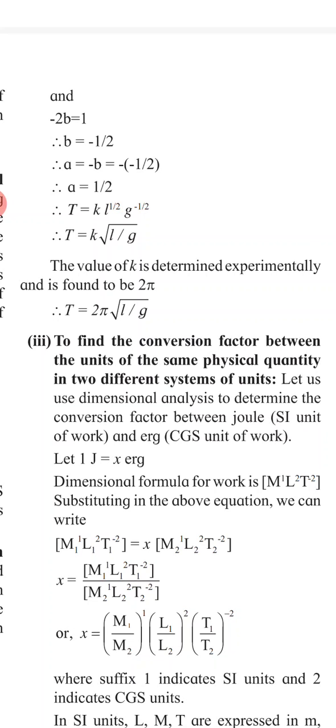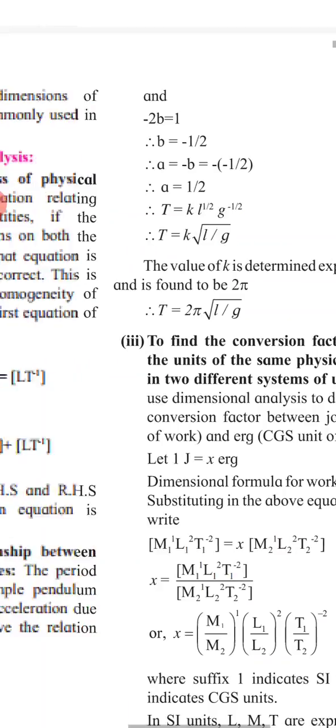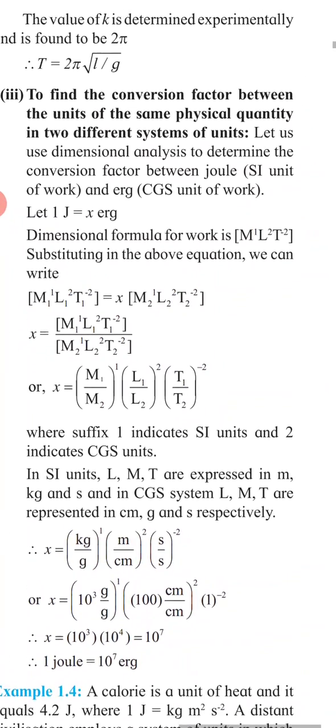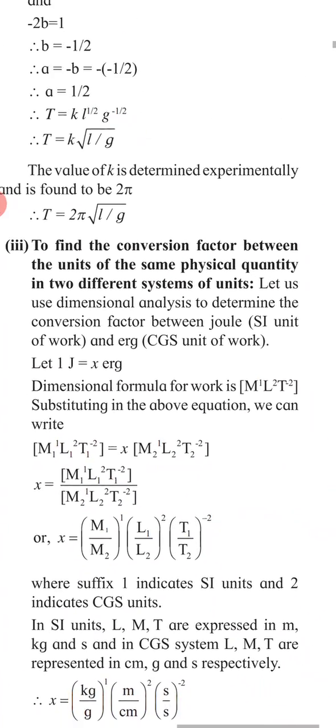So the value of k is determined experimentally and it is found to be 2 pi, therefore t equal to 2 pi under root L upon g. So in this way you can calculate t equal to under root L upon g. So in this way you can build up the relation between the related physical quantities. Okay, see here what is the topic, that is to establish the relation between the related physical quantities. So which are the physical quantities here? T and L and g.